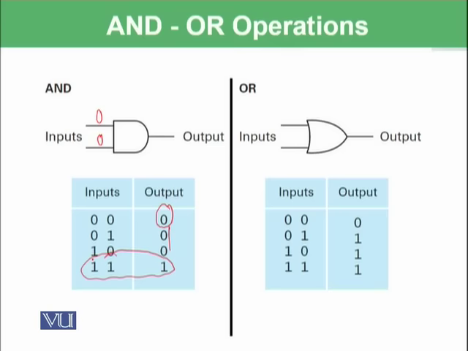For example, if you say that Shahid Afridi plays and Pakistan wins, these are 2 statements. If Shahid Afridi plays, that will give you 1, and if Pakistan wins, that will again give you 1, and then the whole statement will give you an output of 1. Similarly, the OR operation works differently. In this OR operation, if you have any input as 1, you will receive 1. So it produces an output of 1 when any of the inputs is 1.